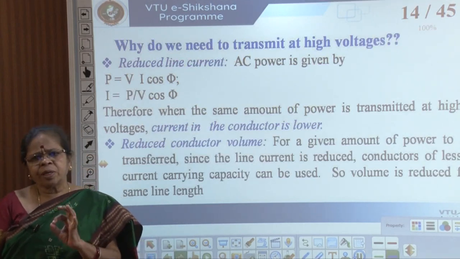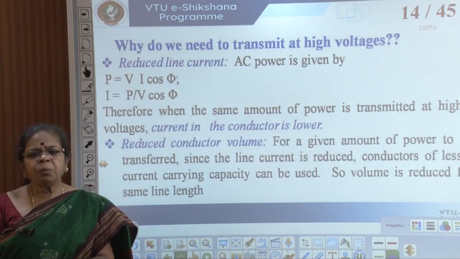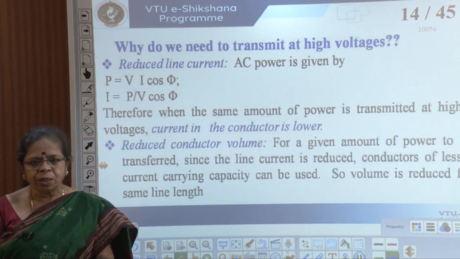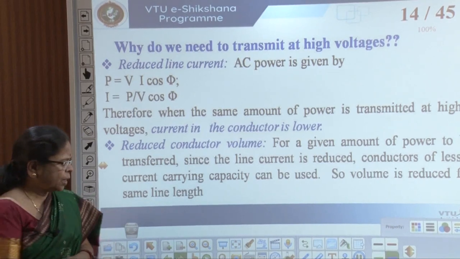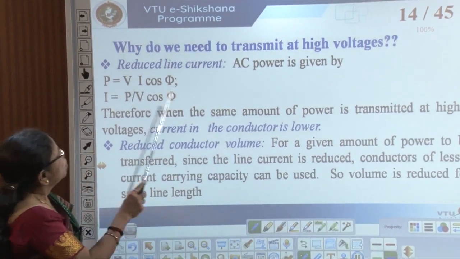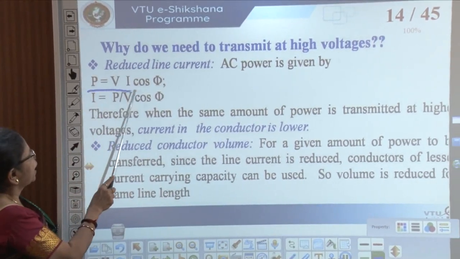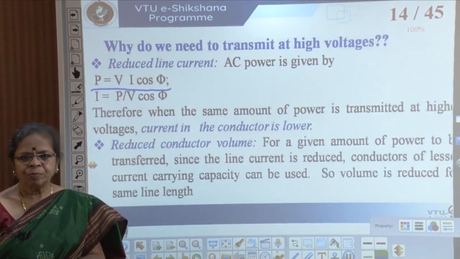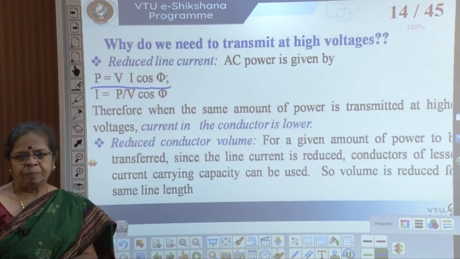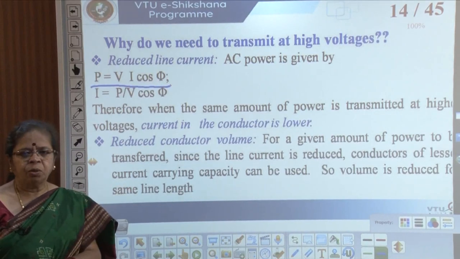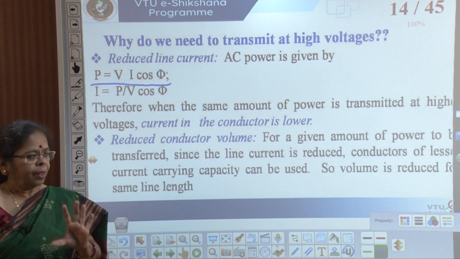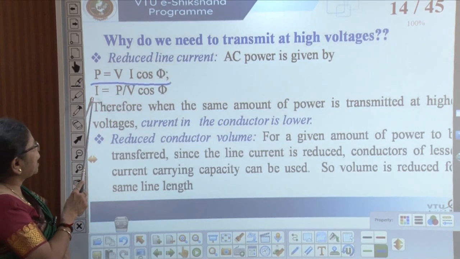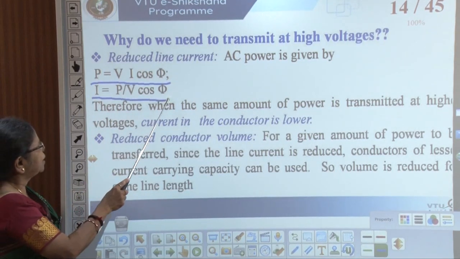So let's retrospect and see why we need to transmit at high voltages. I had already told you that. You just see here, we know the power is equal to V I cos phi in single phase AC. For three phase, it's only scaling, root 3. The total three phase power would be root 3 V_L I_L cos phi. Therefore, the current is P by V cos phi.